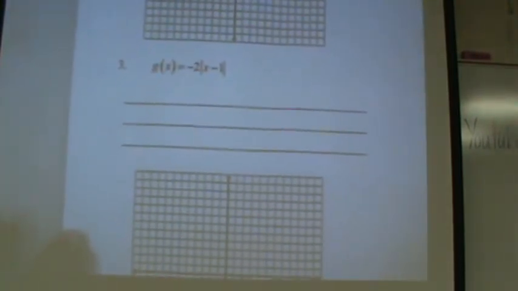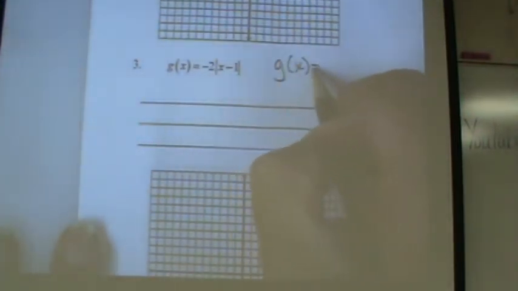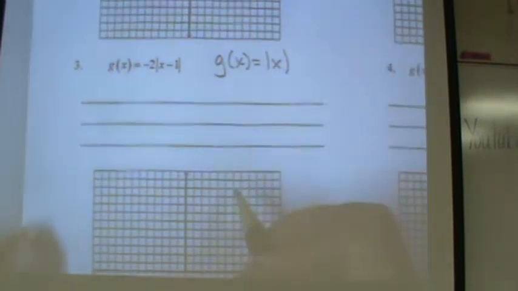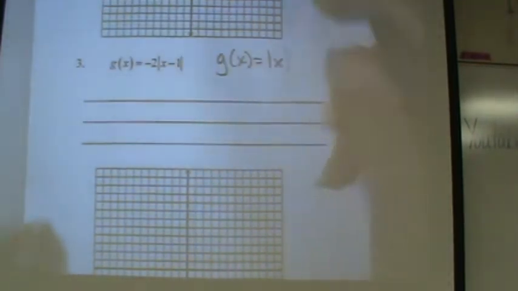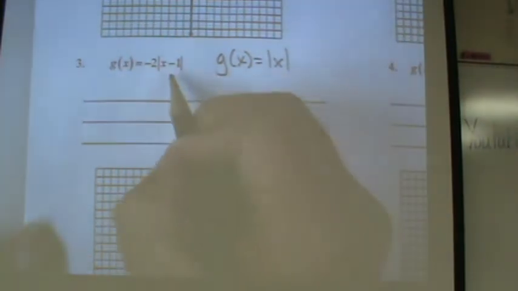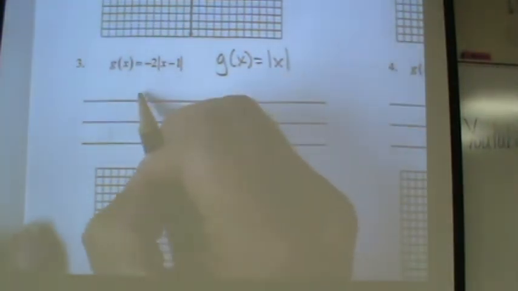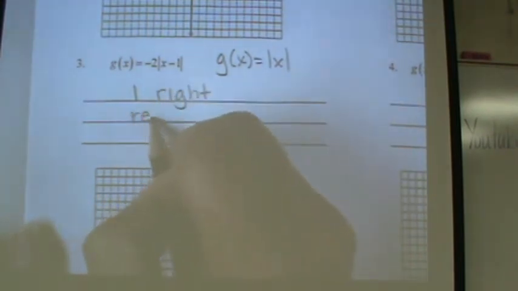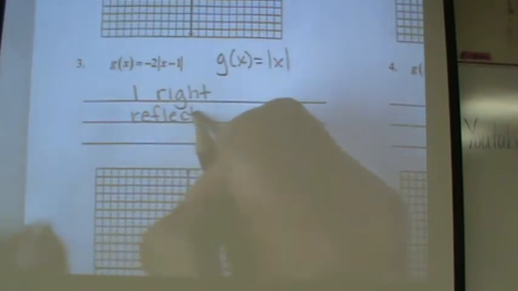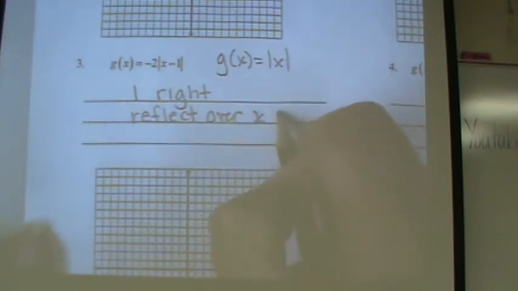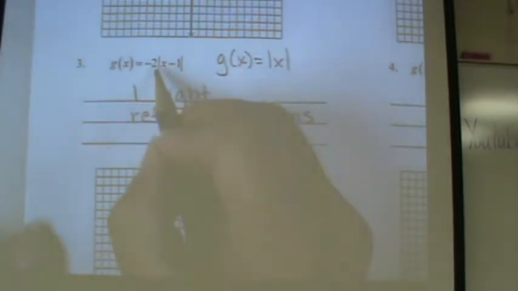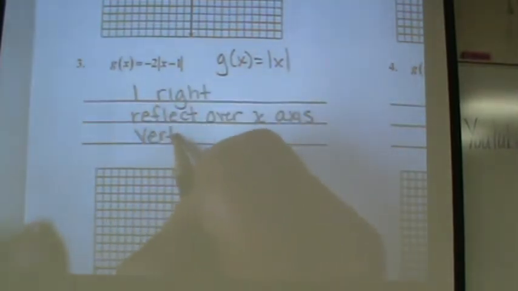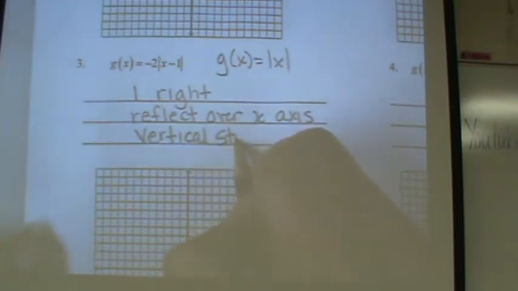Number 3, the parent function is g of x is equal to the absolute value of x. Now this one is going to be shifted 1 unit right. It's reflected over the x-axis. And it's a vertical stretch by 2.